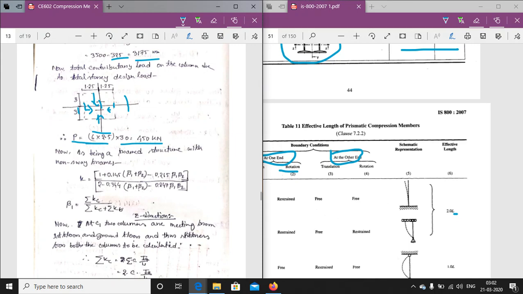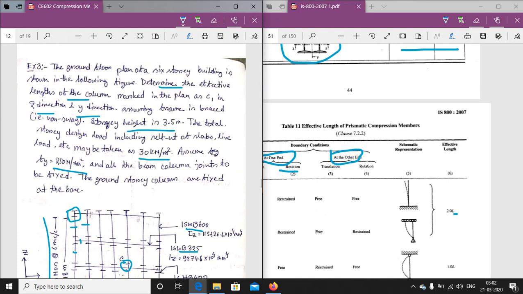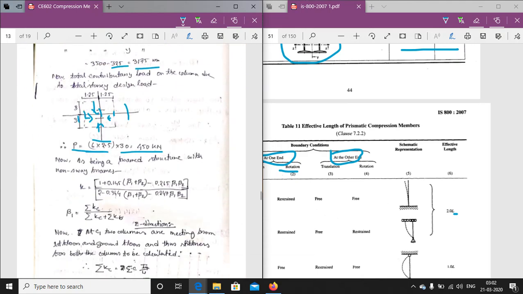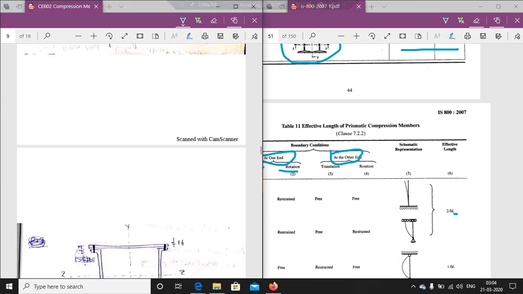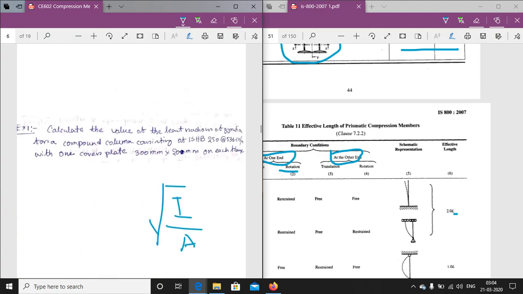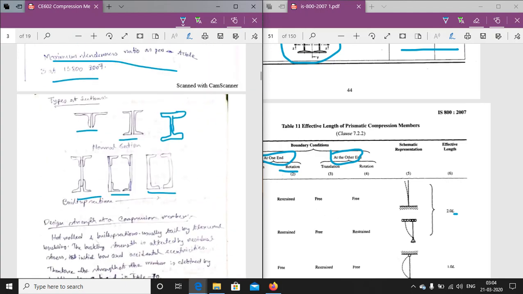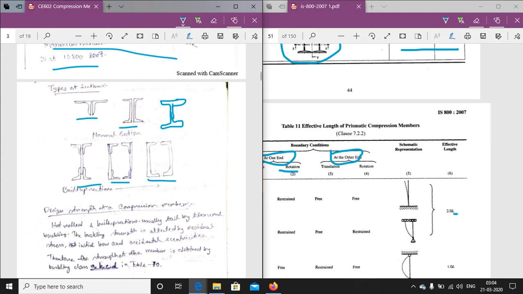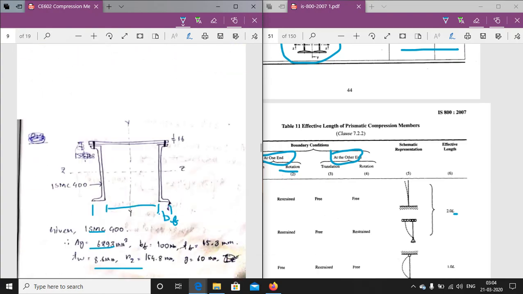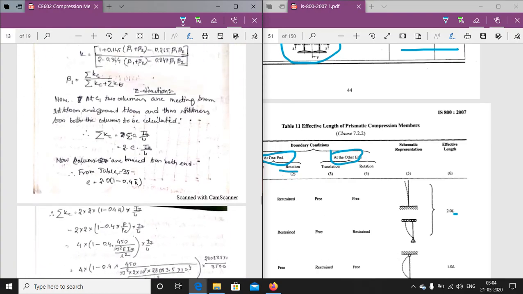Now, being a frame, it has been said that the frame is braced against the ground, that is a non-sway frame. So for the non-sway frame, the formula that we will select, now if you see the formula here, we can see which value of k we will take for beta. For non-sway frames, this value of k we will take. So we are taking the value of k here.